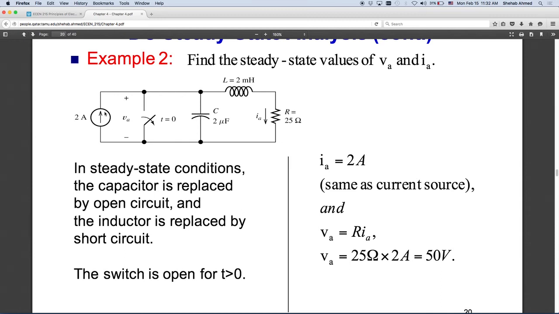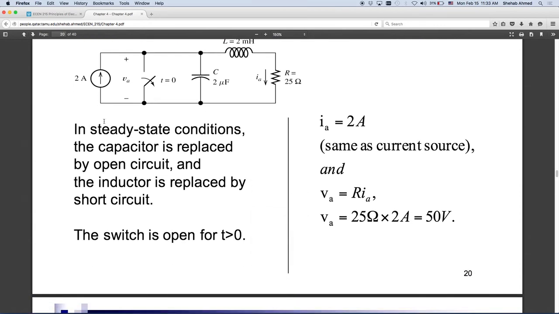I basically have this current source feeding my resistor. Do I have anything else? All I have is this current source feeding the resistor. So VA is equal to the current source, which is 2 amps, multiplied by 25 ohms, which is 50 volts. And IA is 2 amps, the current source. This was steady state.